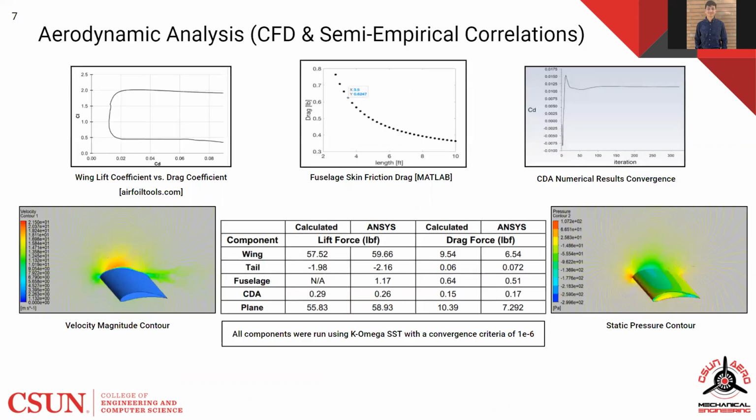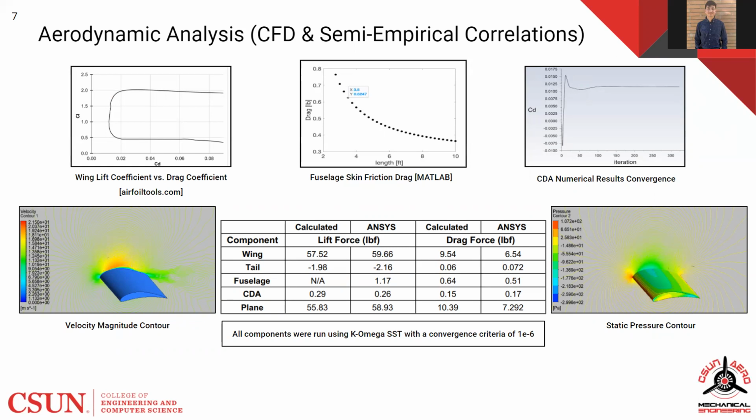ANSYS Fluent was used for the CFD analysis of the plane. A turbulent model of K omega was applied to represent the turbulent flow. A convergence criteria of 1e-6 was used for all studies, including the lift and drag data for more accurate results. All component values can be seen in the table.